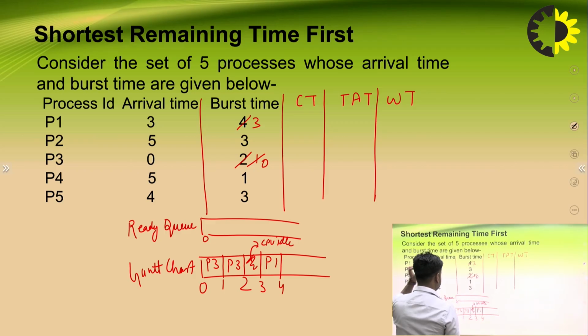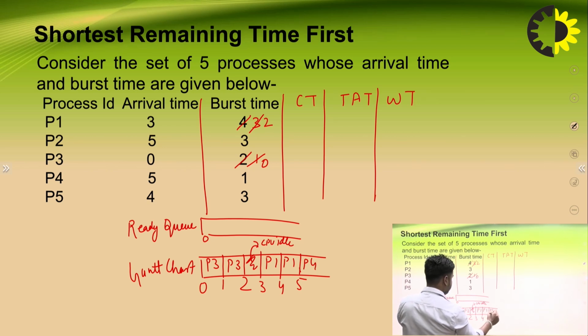Now we will check at 4 whether anyone has arrived. Yes, P5 has also arrived. The burst times of both are the same, but P1 will execute first because P1 arrived first. So P1 has 5 and has executed 2. At 5, who has arrived? P2 and P4 have arrived. First P4 will run, because P4 has the lowest burst time. So P4 runs to 6.